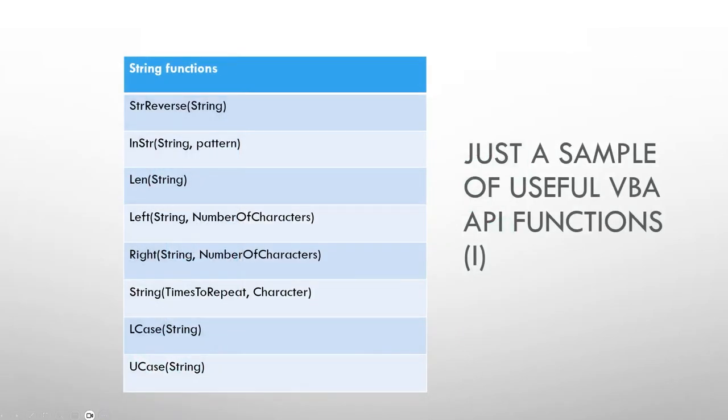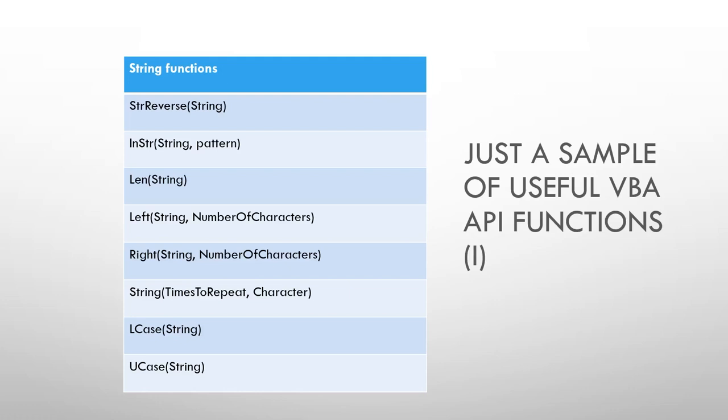Now, it would be good to show a few useful Visual Basic for Applications API functions. These are, again, native functions which you can call all of the time. There's no special need to do anything else but just call them. And you can separate them in categories. For example, string related functions. Some of these we saw in the last example.